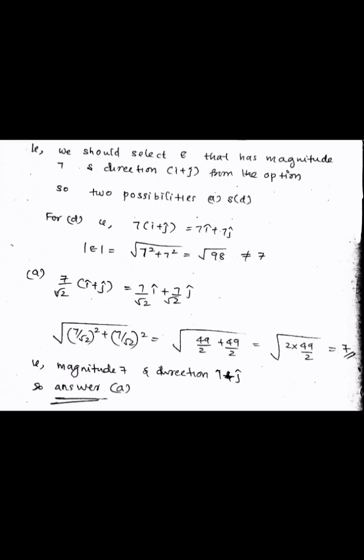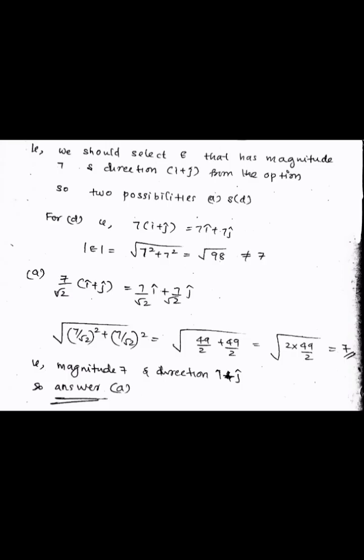That is, we should select E that has a magnitude 7 and has a direction I plus J from the option. So we have two possibilities, that is A and D has the direction I plus J. But in the D option, 7 into I plus J, if we take the magnitude, we get E is equal to square root over 7 square plus 7 square. This is equal to root over 98. This is not equal to 7.